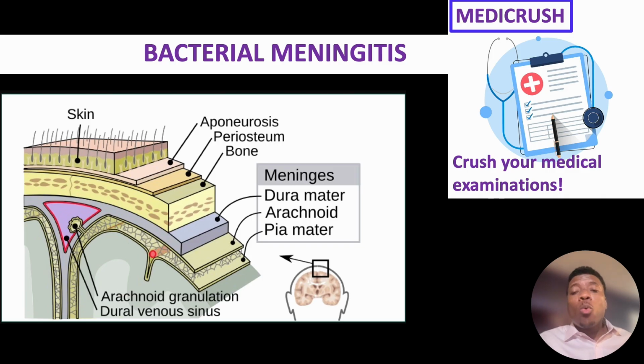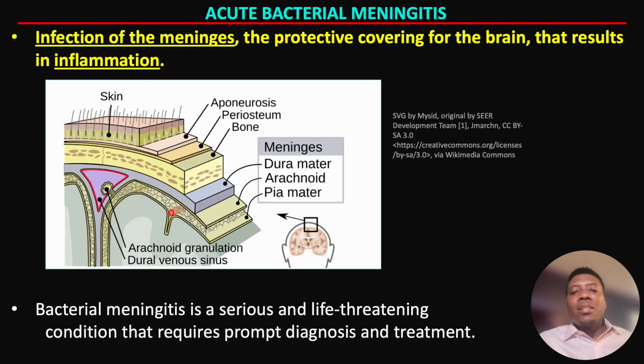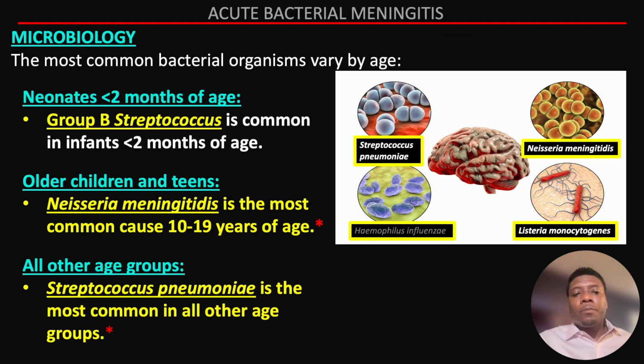In this video, we will be covering bacterial meningitis. Bacterial meningitis is infection of the meninges, the protective covering of the brain, which includes the dura mater, arachnoid, and the pia mater. This infection results in inflammation that results in meningitis.